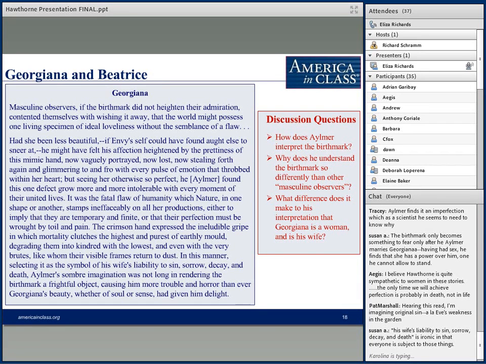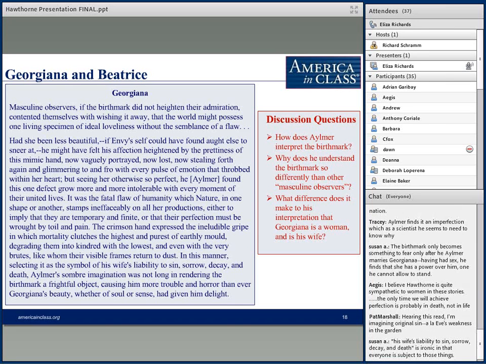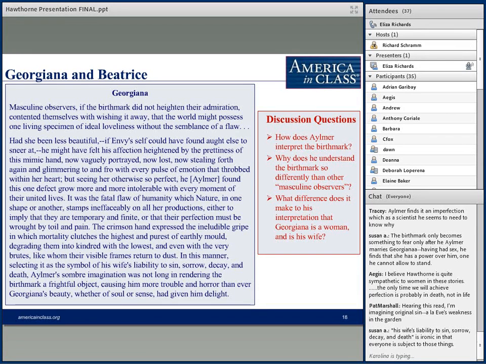And he seems to attribute, that's why you're thinking of original sin in the Garden of Eden, that it's his wife's liability to sin, as if sin resides in her alone. He doesn't seem to be aware that he too is subject to these human things. So I think that's great. That would mean that he's projecting all this stuff outwards onto her, poor her and her poor birthmark.